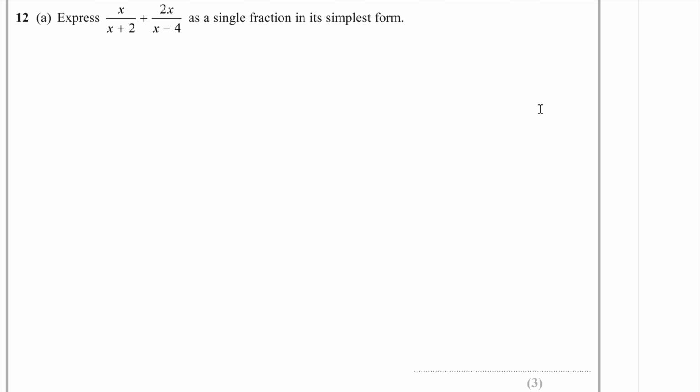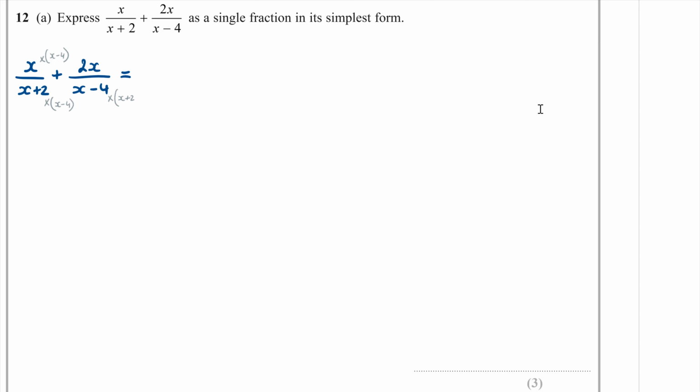Question 12. Express x over x plus 2 plus 2x over x minus 4 as a single fraction in its simplest form. First step, we need to make sure that the two fractions have a common denominator. Timesing the denominator of the first fraction by x minus 4, we also have to times the top by x minus 4 to make sure that the fractions stay equivalent.